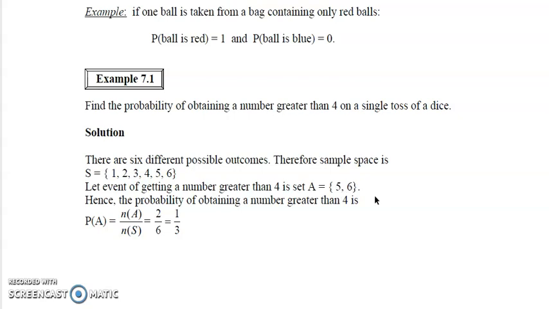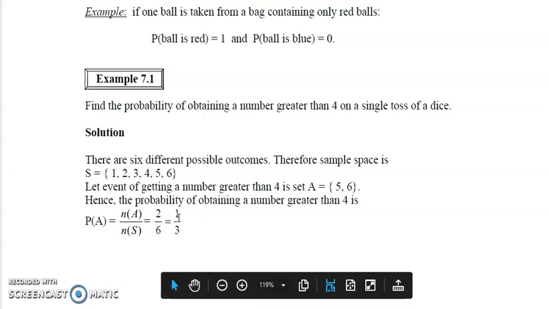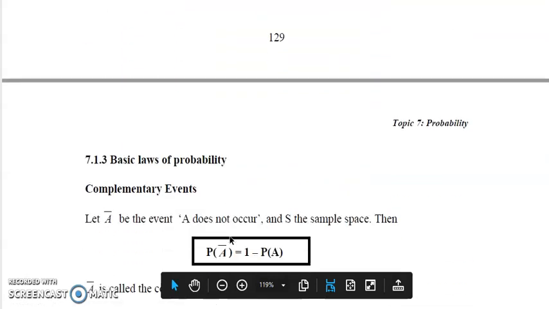The number of possible outcomes in A will be 2. So 2 out of 6 is equal to 1 over 3. So the probability here is 1 over 3. I hope you are clear about this part. Let's move on to the next one.